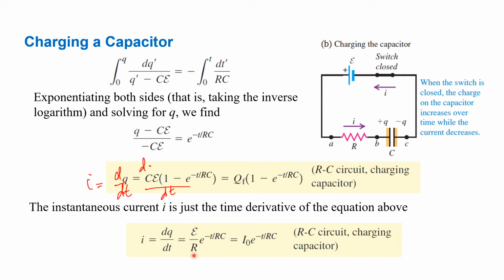And as you can see here, your epsilon over R is just your current I naught. So your I is equal to I naught times e to the negative t over RC. This is again the current for the charging of your capacitor. So we now have the equations for your instantaneous Q and your instantaneous I.